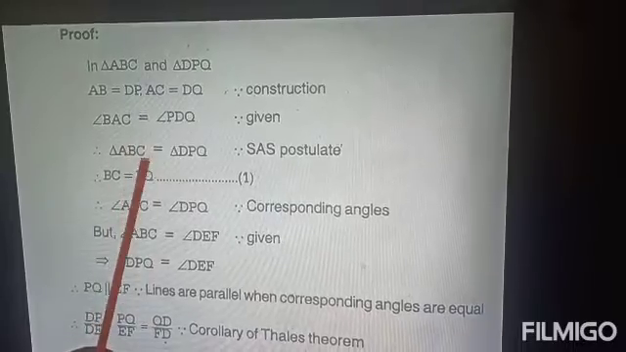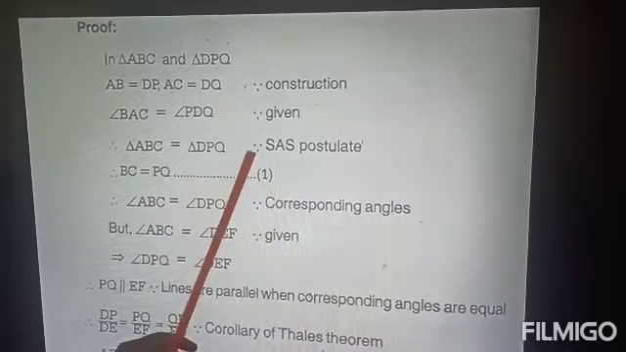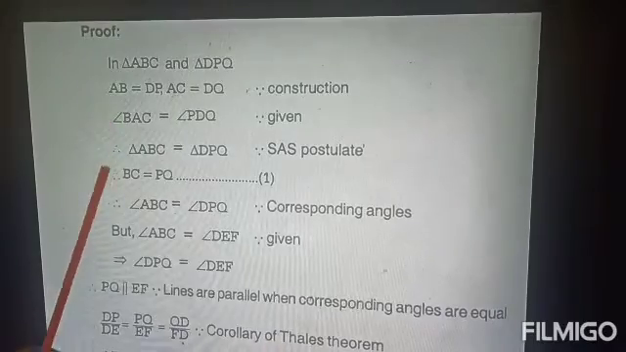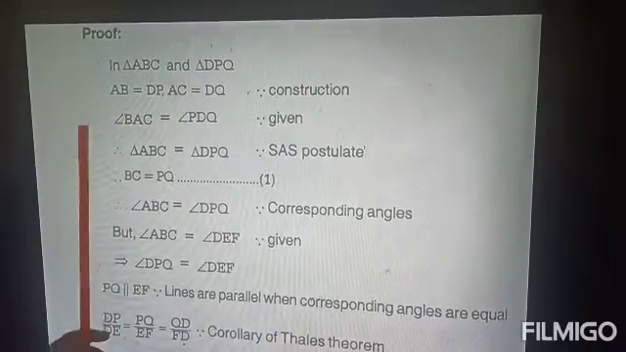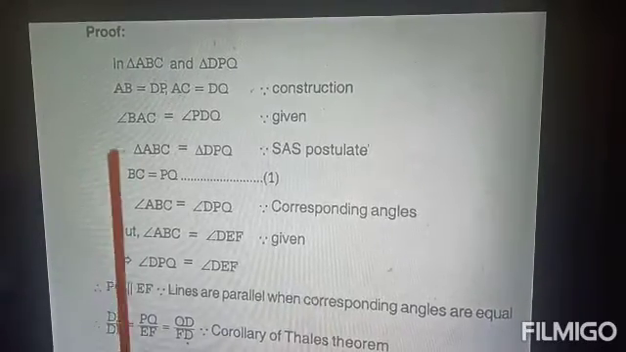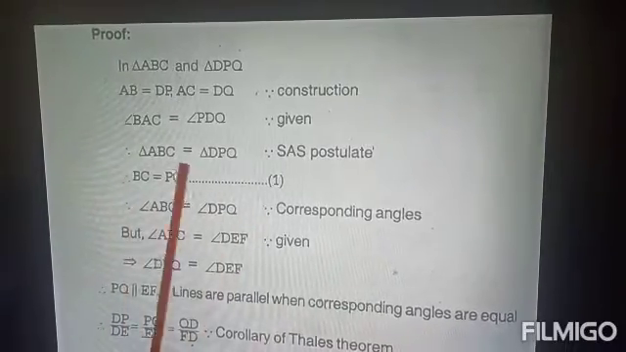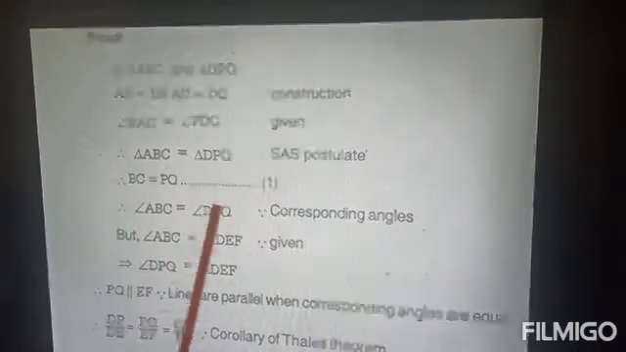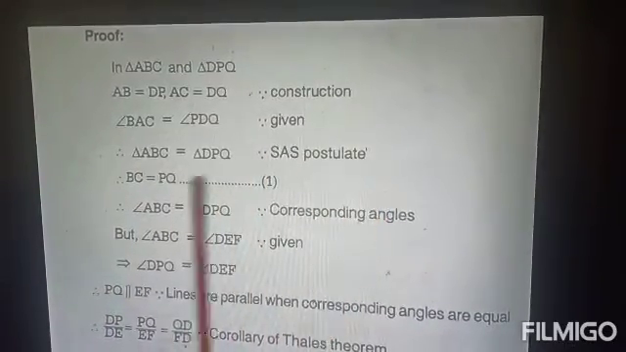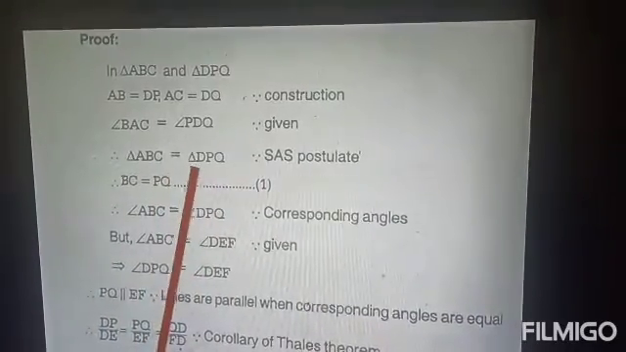It is congruent to triangle DPQ by the SAS postulate, because we took two sides equal and one angle equal in both triangles. Two corresponding sides and the included angle in one triangle are equal to the corresponding two sides and the included angle in the other triangle. That is the SAS postulate. According to the SAS postulate, these two triangles are congruent.